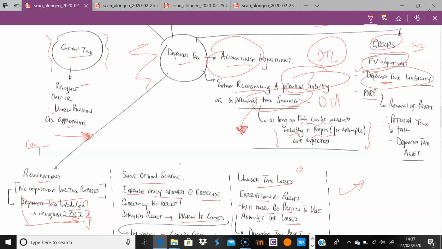That's the first thing. And the other one, of course, is to do with the PURP. With a PURP, we are removing profit that has already been taxed, so we will also have to adjust to remove the taxation, and therefore we can look forward to a kind of tax rebate or tax saving, and in effect we can recognize a deferred tax asset. This is in the group, as you can imagine, because in the group we eliminate all profits, and therefore we should be eliminating the corresponding tax to that. Cool, and that is deferred tax.